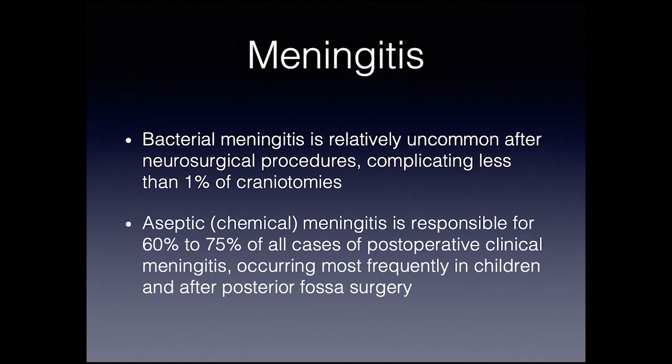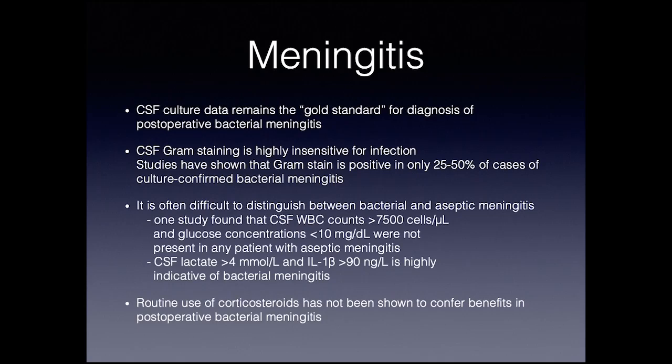Culture of cerebrospinal fluid is the gold standard for the diagnosis of bacterial meningitis, although one must exert caution that Gram stain is highly insensitive for diagnosing infection. CSF white blood cell counts greater than 7,500 and glucose concentration of less than 10 are highly suggestive, however, of bacterial meningitis as opposed to aseptic meningitis. CSF lactate and IL-1 beta are other useful adjuncts in distinguishing between the two entities as well.